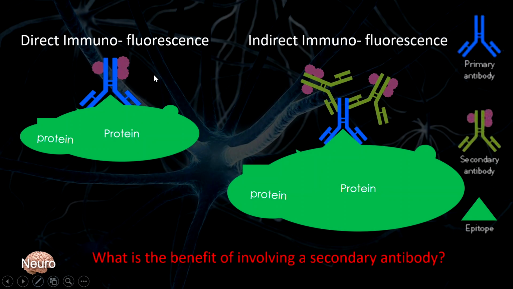As far as I know, direct immunofluorescence is really not commonly used because first of all, it's expensive, and second, the signal is really weak. And most of the experiments require a stronger signal than that. So people will use indirect immunofluorescence, which is way better than this one.